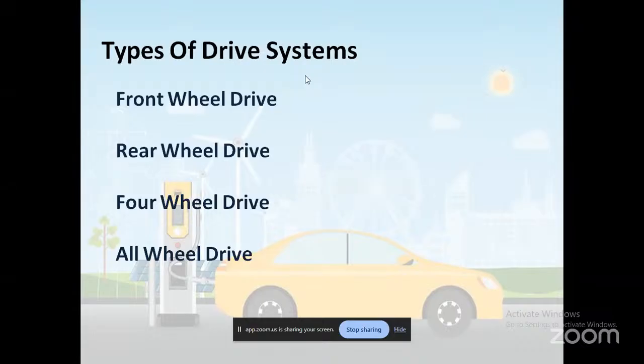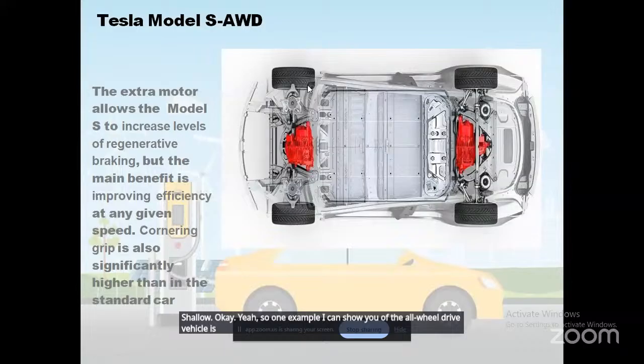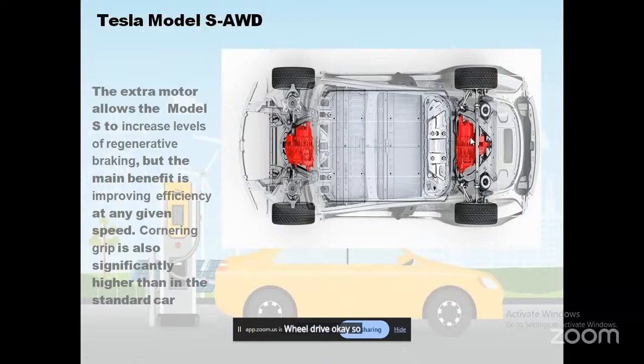Okay. One example I can show you of an all-wheel drive vehicle is the Tesla Model S, which offers all-wheel drive, where an extra motor enables the all-wheel drive. That is a different story. So whenever you have all-wheel drive, you have proper balancing. This is one set of wheel drive, and this is another set of wheel drive. So this is about the drive system.